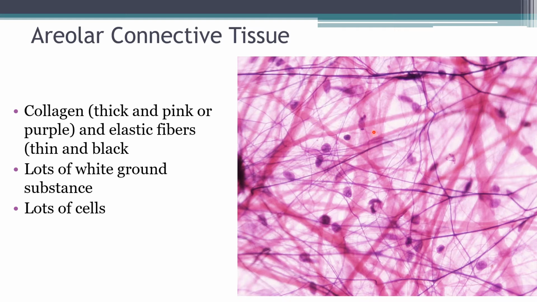There's also going to be lots of different cell types in areolar connective tissue. So when you do see cells, don't expect them to all look the same. There's like 12 different cell types in areolar connective tissue, and we're not going over that at all. Really, the dead giveaway for areolar connective tissue is the combination of collagen and elastic fibers in the tissue. You're not really going to see it like this anywhere else.